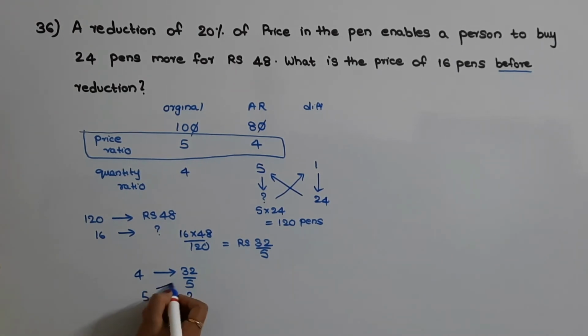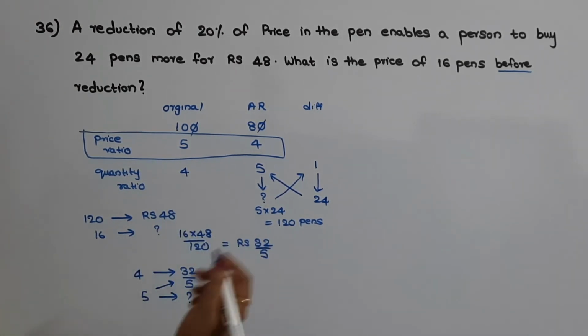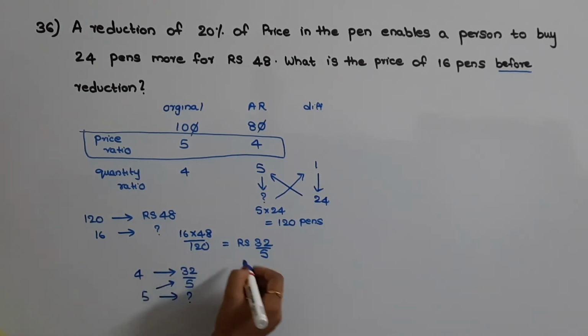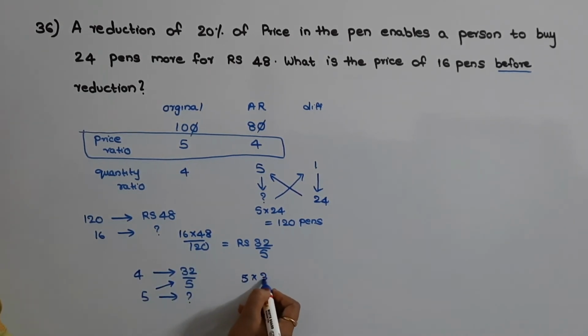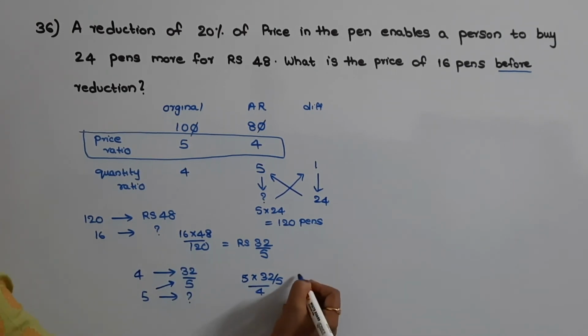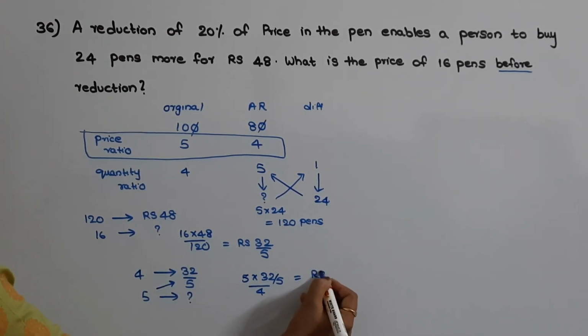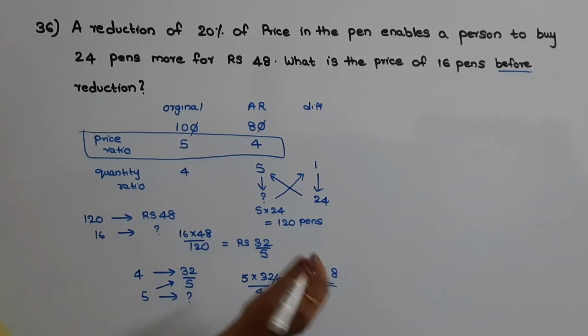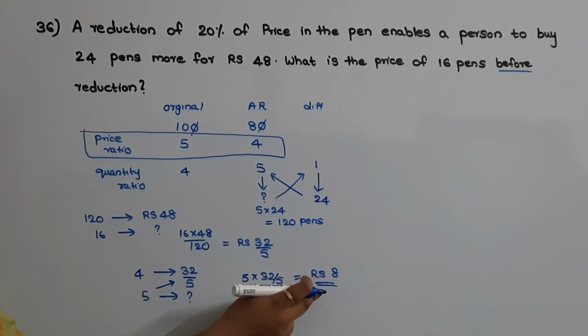Okay. So this we can find out by again cross multiplying. That is 5 into 32 by 5 divided by this 4. Okay. So that will be equal to rupees 8. Okay. So the price of 16 pens before reduction is rupees 8.